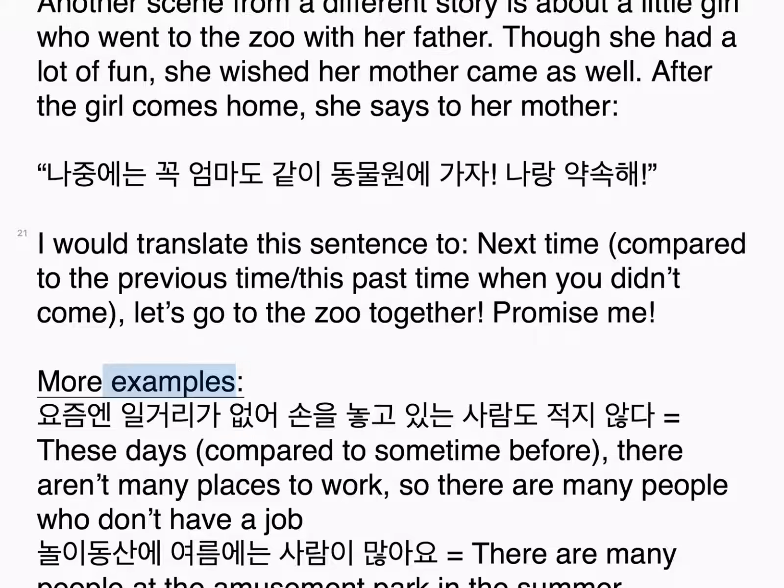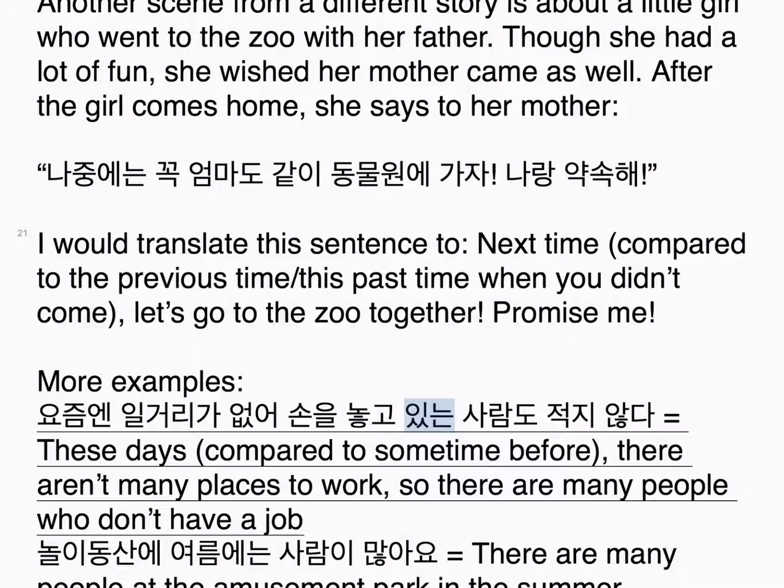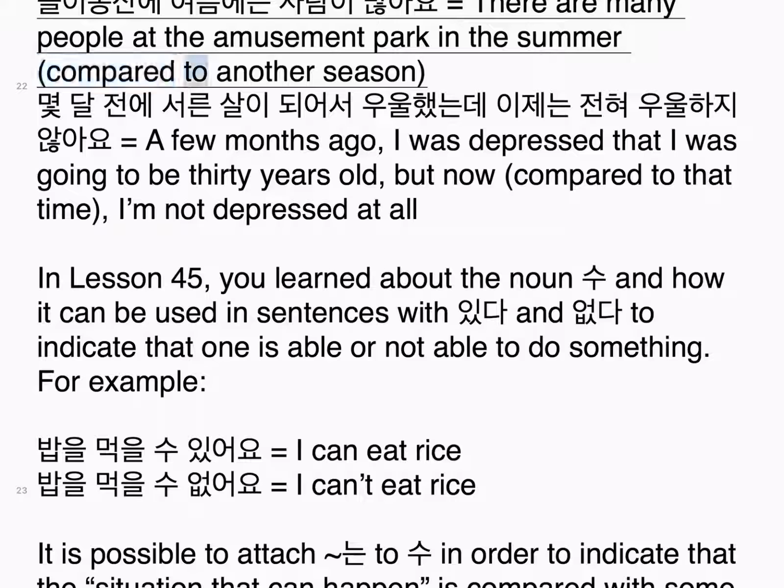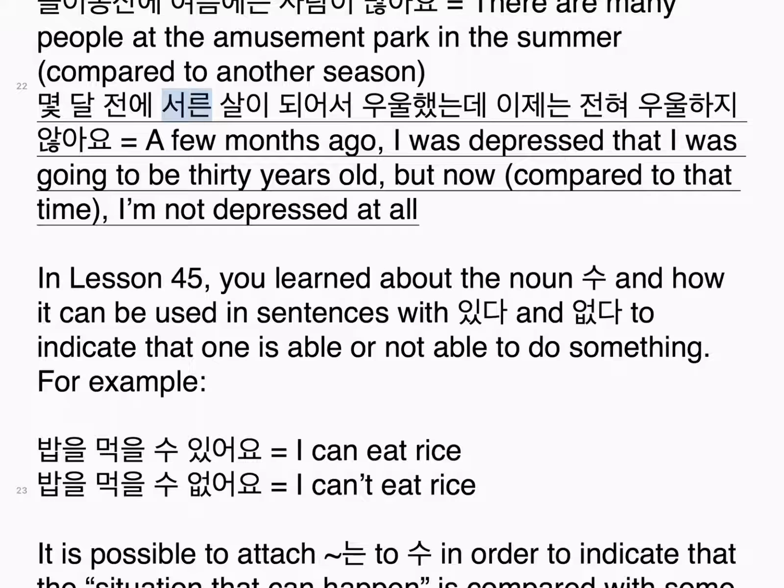More examples. 요즘엔 일거리가 없어 손을 놓고 있는 사람도 적지 않다. These days, compared to some time before, there aren't many places to work, so there are many people who don't have a job. 놀이동산에 여름에는 사람이 많아요. There are many people at the amusement park in the summer, compared to another season. 몇 달 전에 30살이 되어서 우울했는데 이제는 전혀 우울하지 않아요. A few months ago, I was depressed that I was going to be 30 years old, but now, compared to that time, I'm not depressed at all.